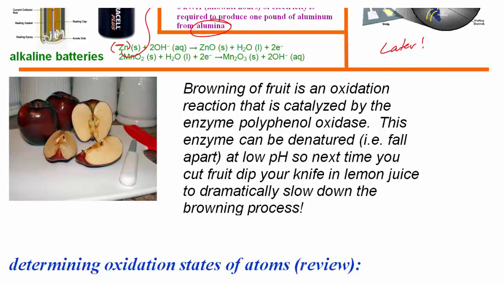We've seen apples and some other fruits turn brown after you cut them, and the reason for that is an electrochemical reaction through an enzyme, polyphenol oxidase. And you can destroy that enzyme and prevent that browning from occurring by decreasing the pH. So maybe dip the apple in some lemon juice and destroy that enzyme, and you can really slow down the browning process.